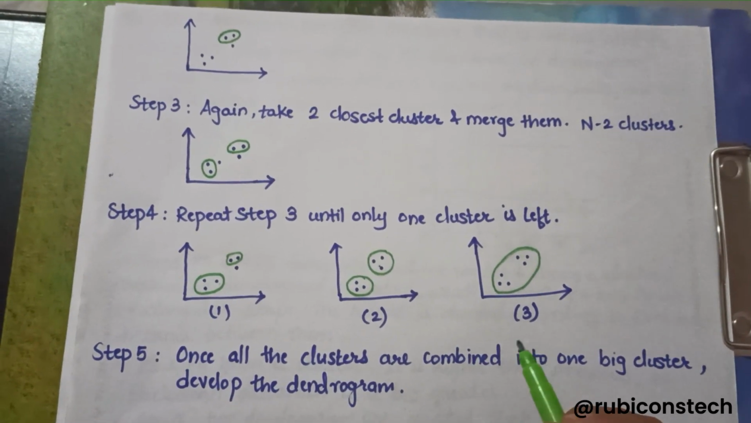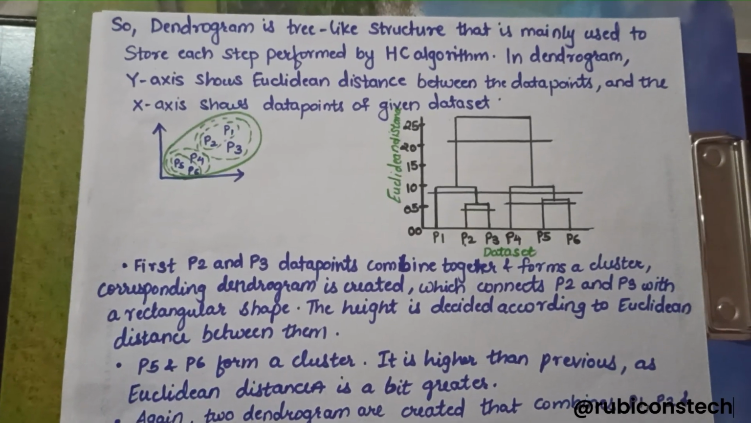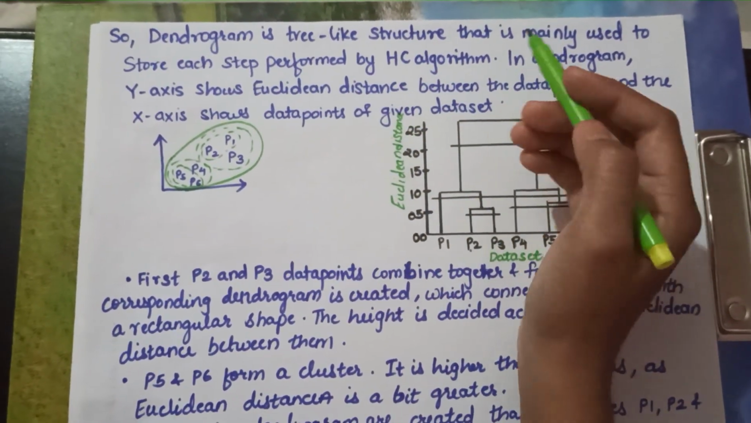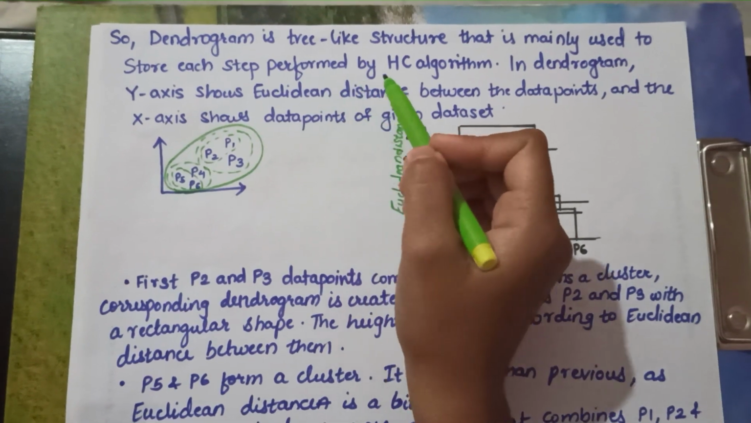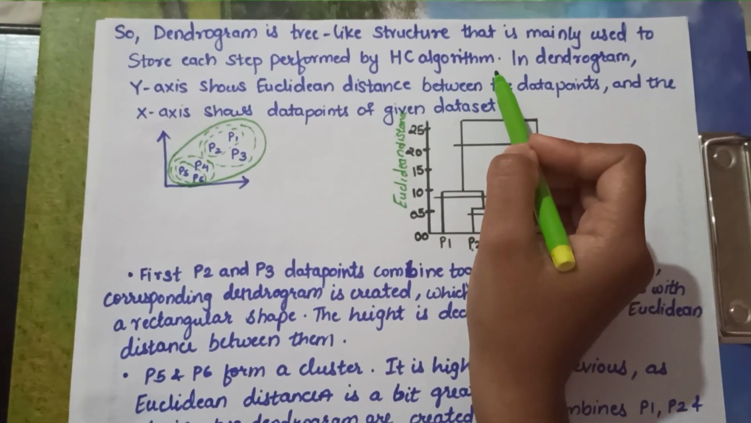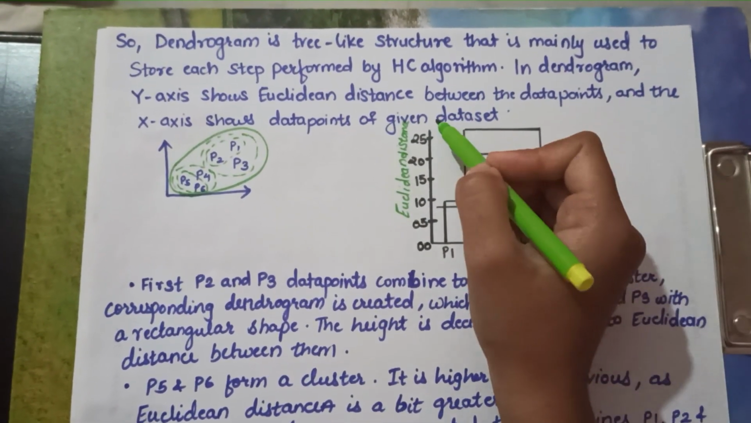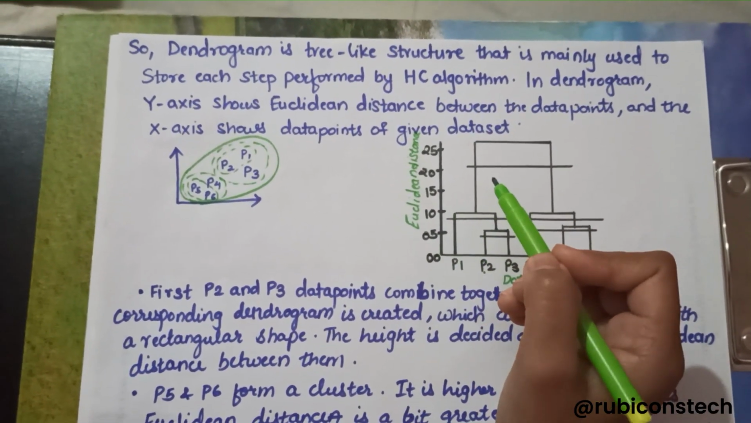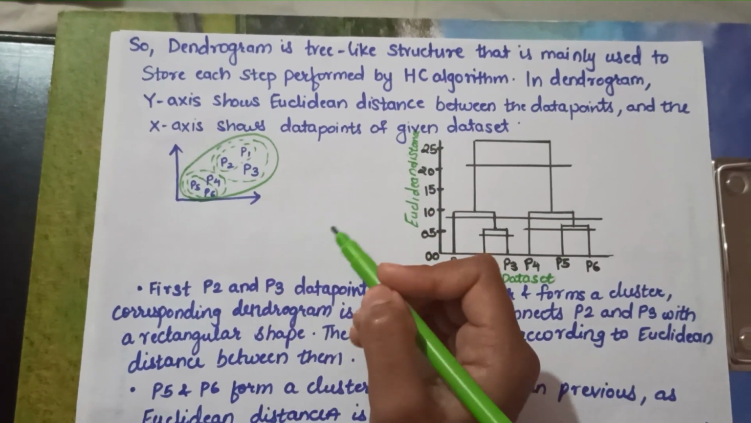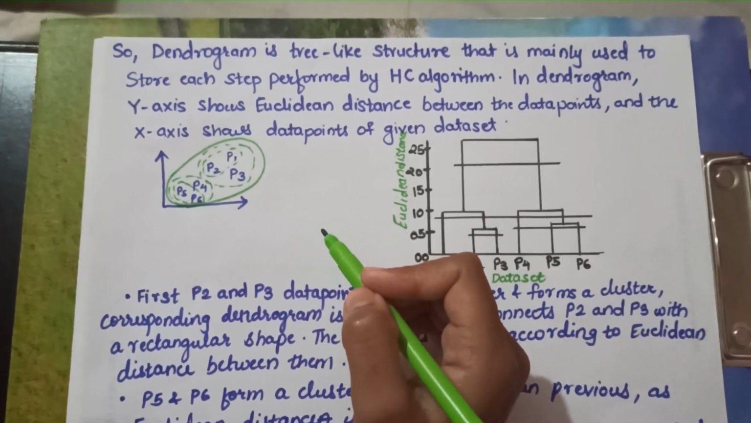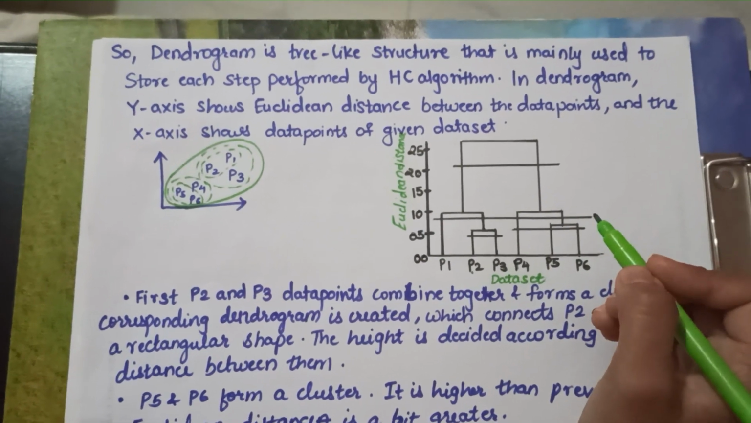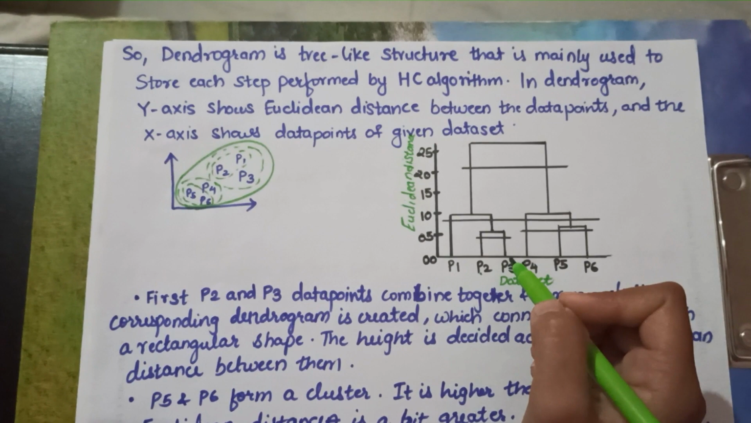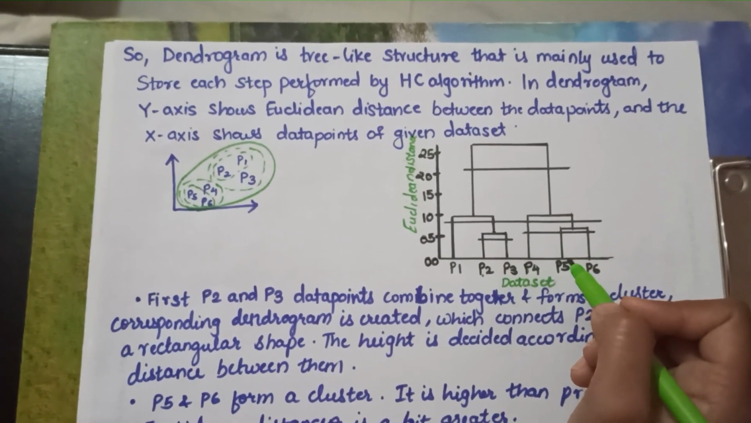So what are dendrograms? We will see now. Dendrograms are a tree-like structure that is mainly used to store each step performed by the hierarchical clustering algorithm. In a dendrogram, the y-axis represents the Euclidean distance that we have used to measure the distance between two data points, and the nearer data points are merged into a single cluster. The x-axis of the dendrogram represents the data points present in the data set.